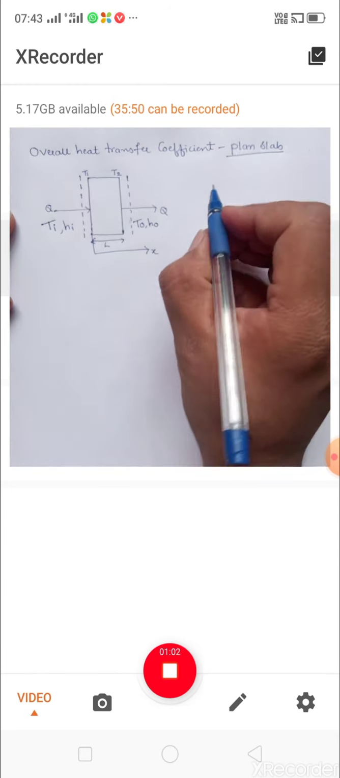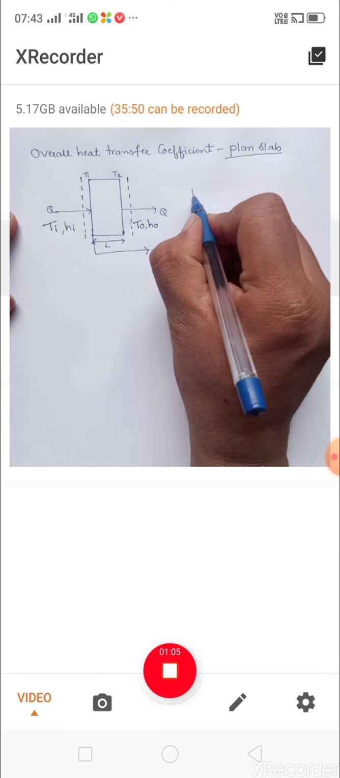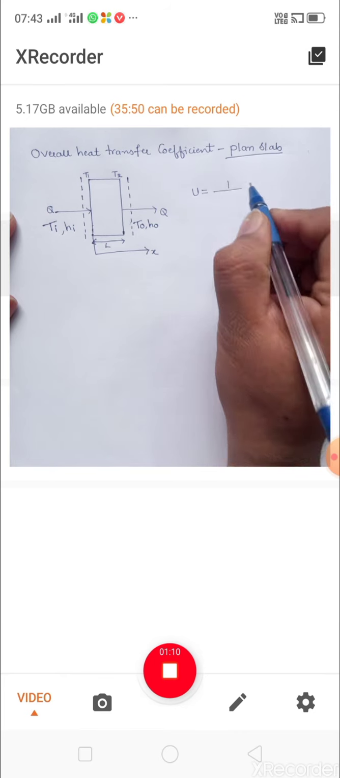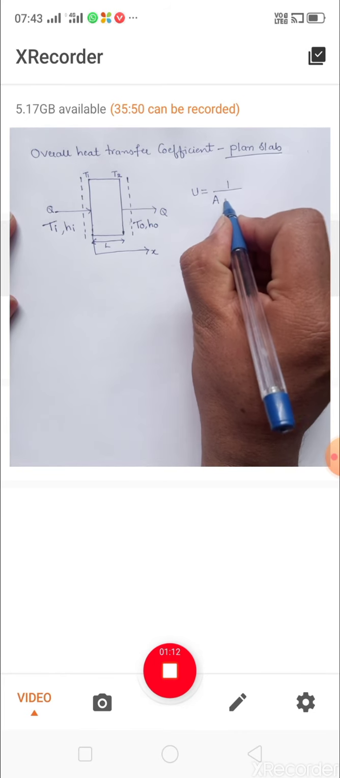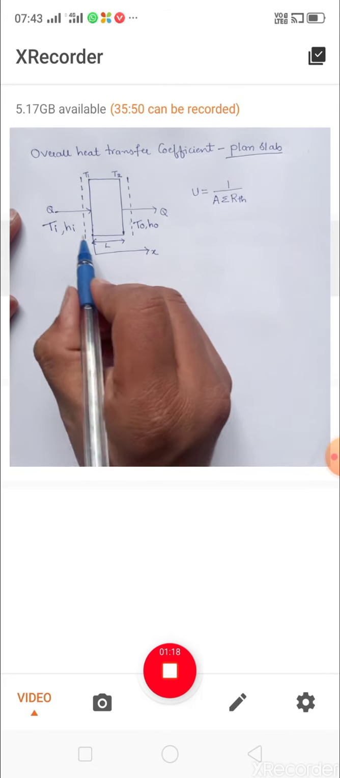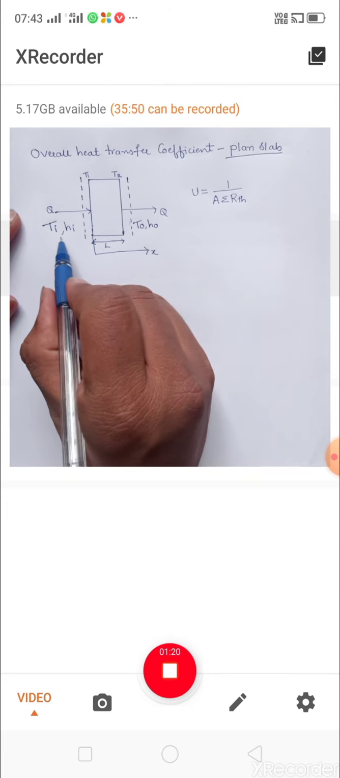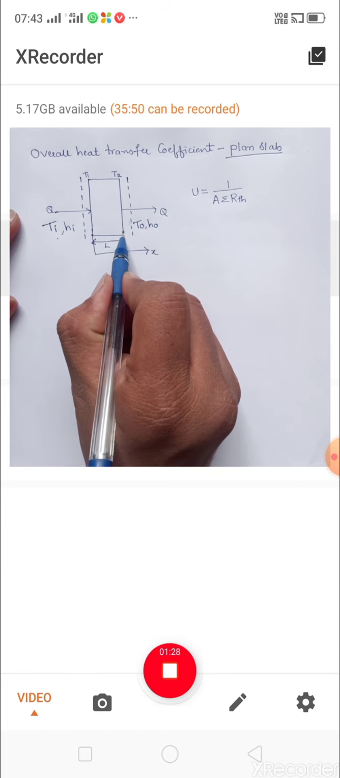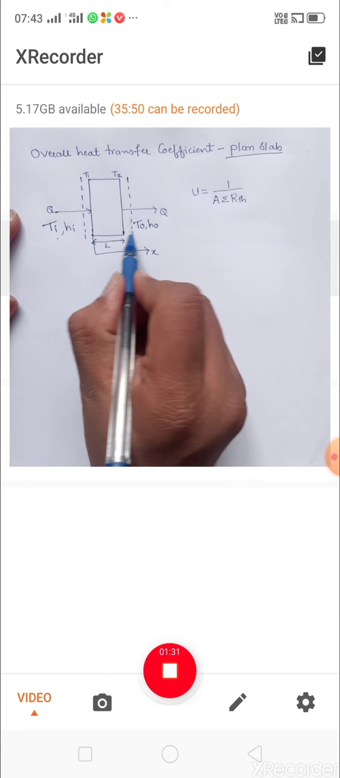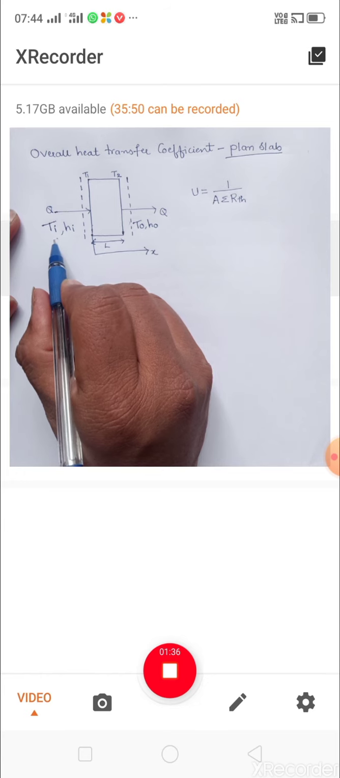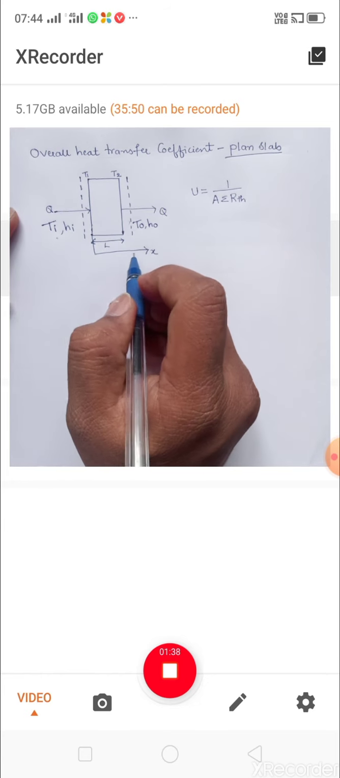So already we have written the equation for overall heat transfer coefficient for the plane slab in the first module, where overall heat transfer coefficient U is given by 1 divided by A into sigma of thermal resistance. So here the thermal resistances are in series. From here to here convective heat transfer takes place. From here to here conduction heat transfer takes place. From here to here again convective heat transfer takes place. That means the thermal resistances are in series in this condition.